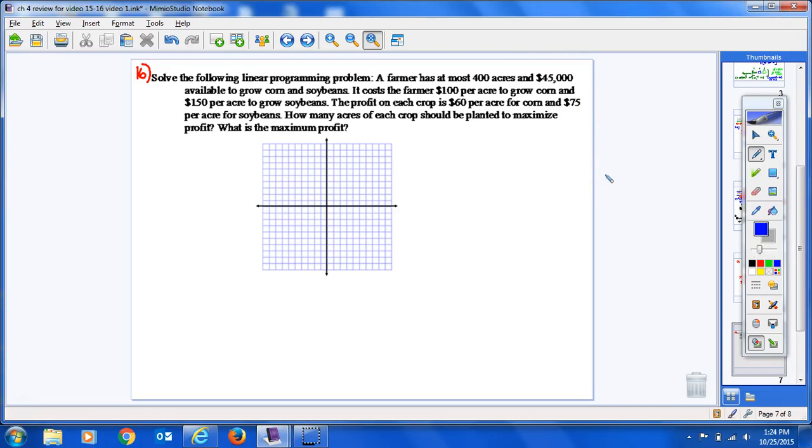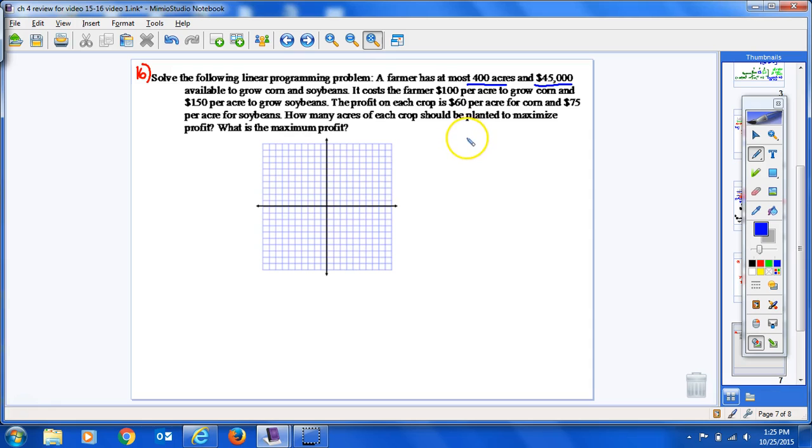Okay, a little help on this linear programming problem on your Chapter 4 test review sheet. This is a farmer who is wanting to plant two different types of crops, corn and soybeans, but he's limited. He only has 400 acres with which to work. That's one of his issues. And he only has $45,000 to spend.